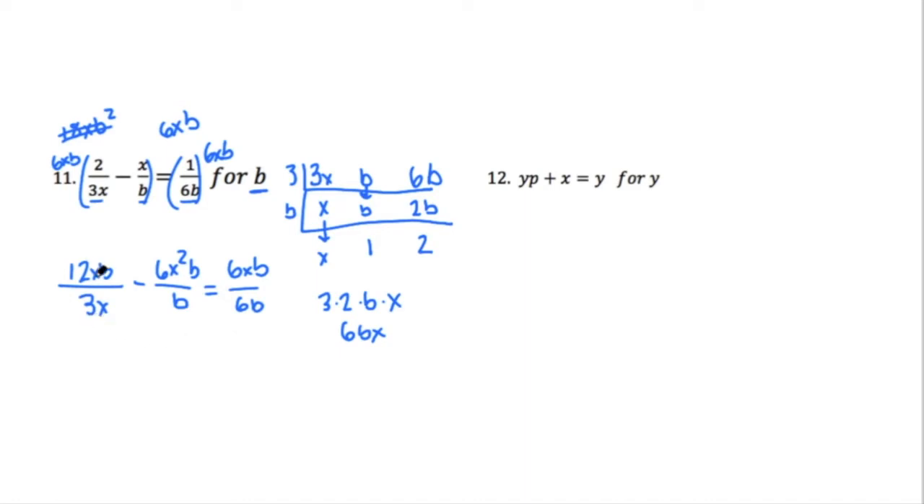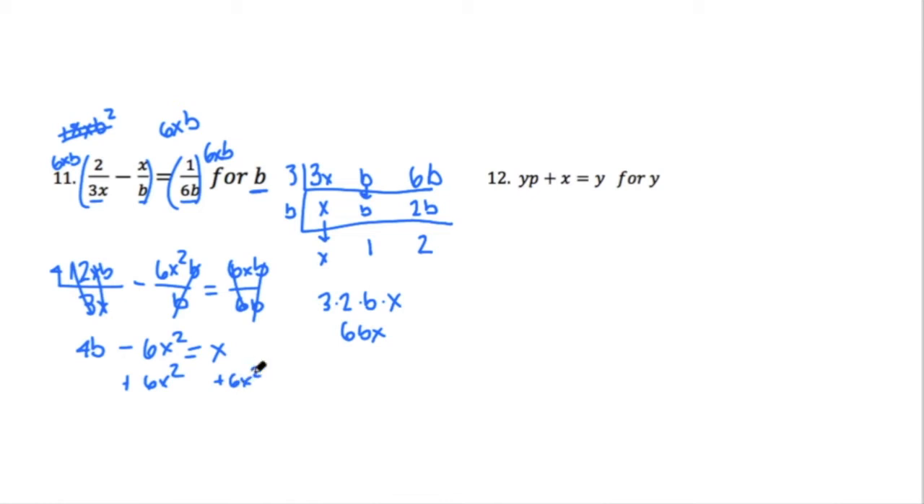Okay, so now we can do some cancellation. We can cancel our x's. We can turn 12 over 3 into 4. So we have 4b minus, b's cancel, 6x squared is equal to, on this side, the 6 and the b's cancel, so we're left with just x. Thankfully, we're solving for b, not for x. That would be a lot harder with an x squared there, but we can add 6x squared to both sides.